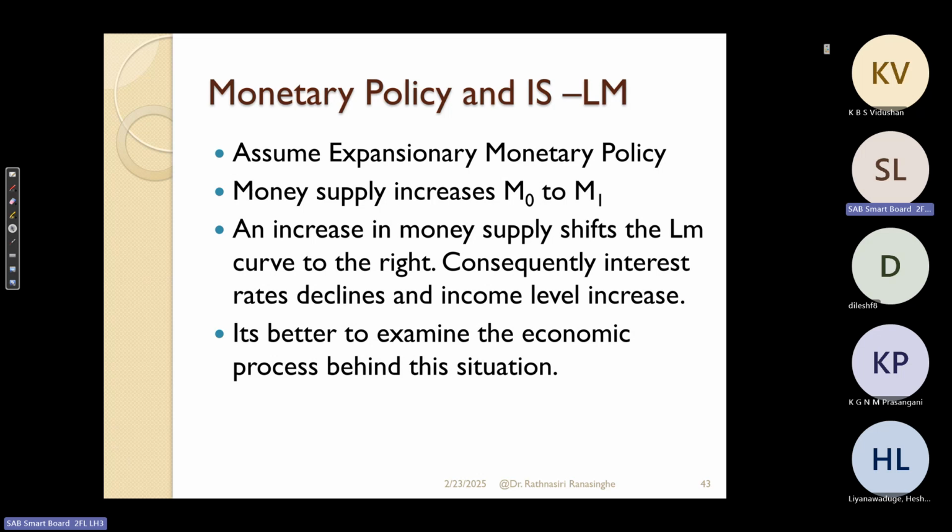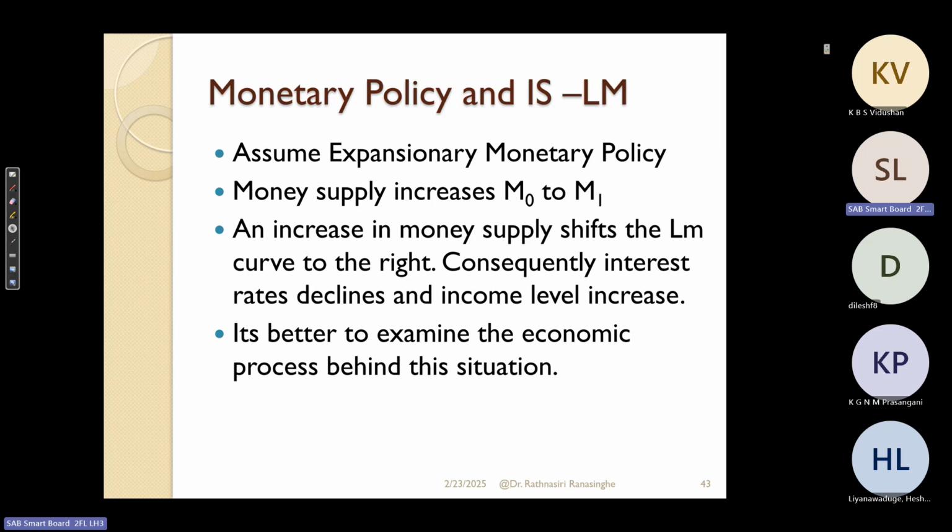If there is a rise in the money supply, we know that real money balance increases. When there is a rise in the real money balance, the LM curve shifts to the right. So monetary policy affects the LM curve. When there is a rise in the money supply and real money balance, the LM curve shifts, resulting in interest rates decreasing and income levels increasing.